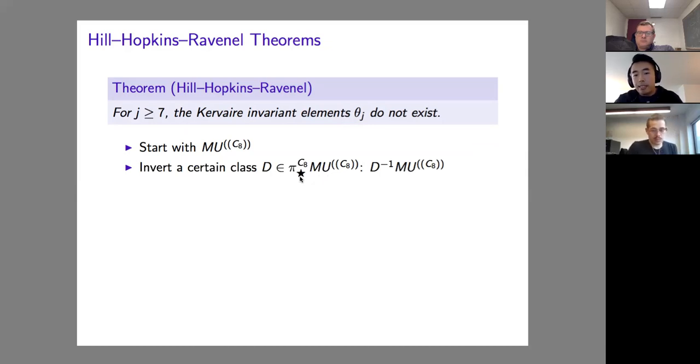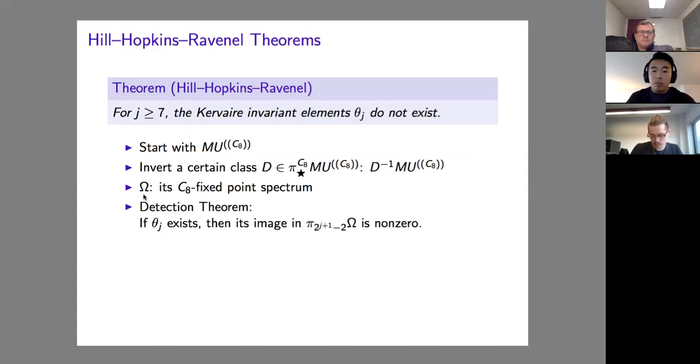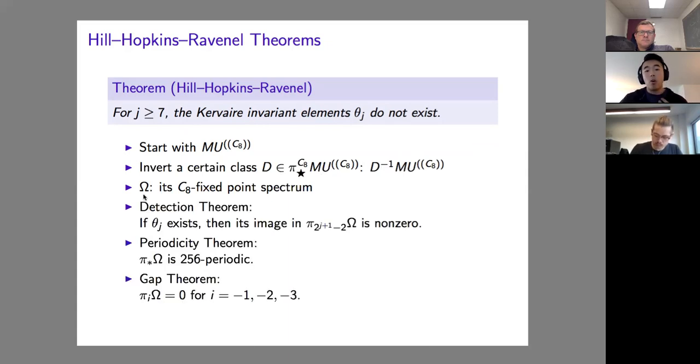This class D actually lies in pi_{19 rho_8} of MU^(C8), where rho_8 is the regular C8 representation. So they get a C8 equivariant spectrum, and they define omega to be its C8 fixed point spectrum. And they subsequently proved three theorems associated with omega.